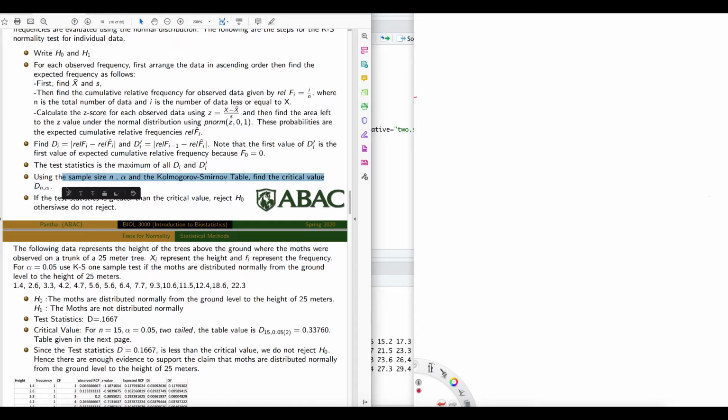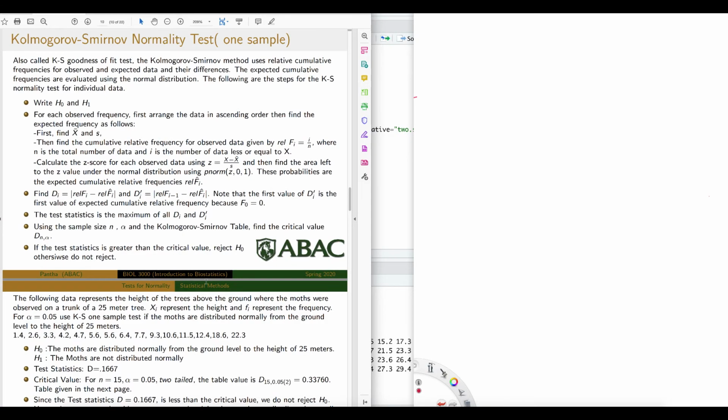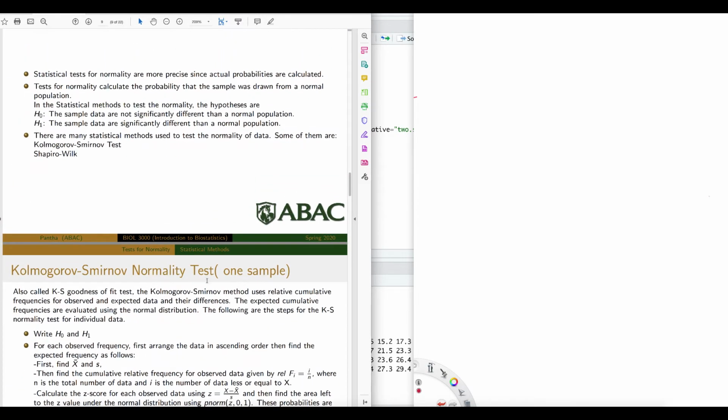So if the test statistic is greater than the critical value, then reject H sub 0. Okay, if the test statistic is bigger than the critical value, then reject. It will be like a right tail test. That's why if the test value falls in the rejection region, we reject the null hypothesis. Otherwise, no. So rejecting the null hypothesis means that the data are significantly different from the normal population, and rejecting that means you are supporting H sub 1, right?